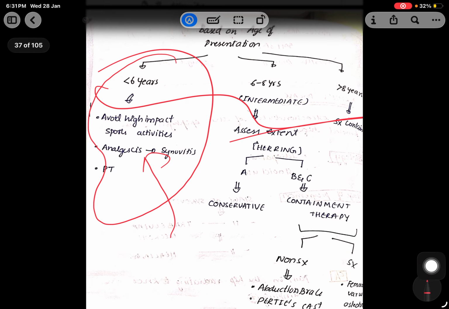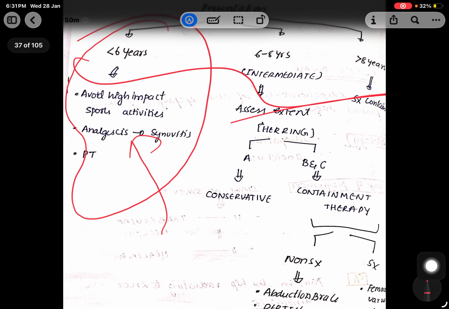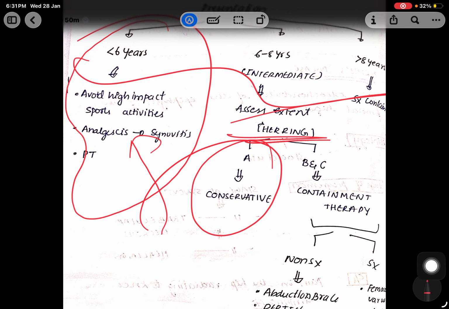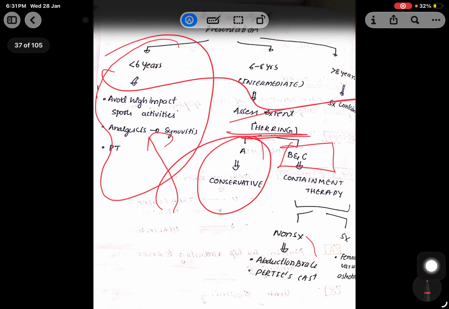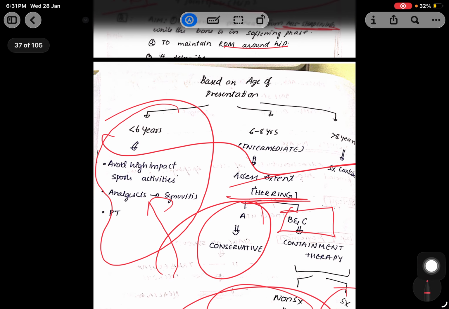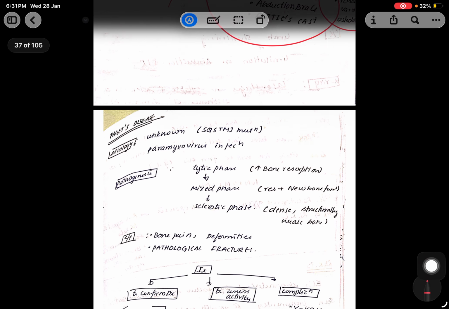From 6 to 8 years, you have to assess the extent based on Herring's classification. If it falls under A, you go with the conservative part of the treatment. If it's from B to C, you go with containment therapy. Non-surgical options are preferred over surgical, because after 8 years surgery is the only option you have.